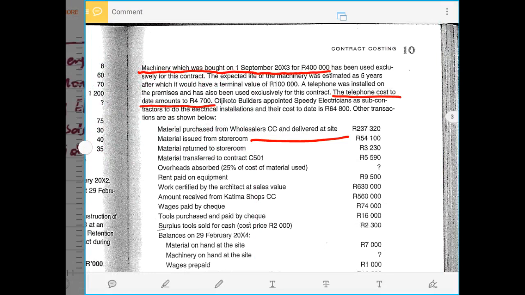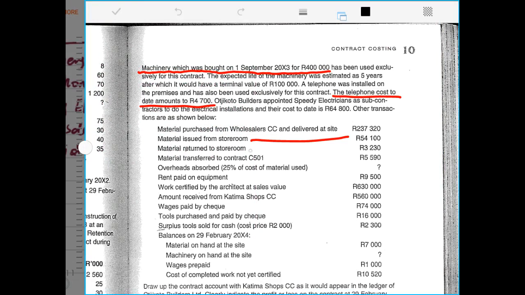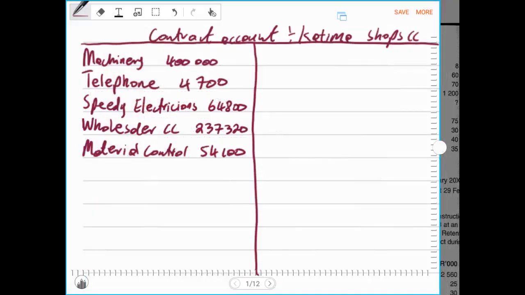Then we continue on that same note. We have material that was returned to the storage. Remember, the earlier entry was from the storage, this one is to the storage. So we are taking material from the contract and transferring it back to the storage. That means our contract account will decrease by the cost of the material that was transferred, so we credit material control with 3,230.